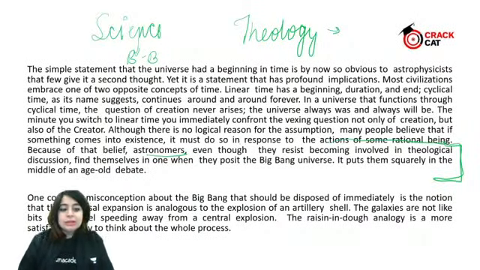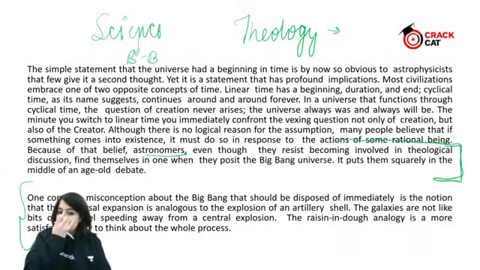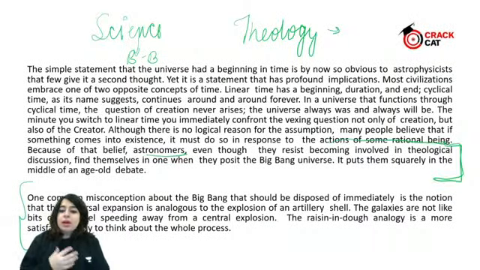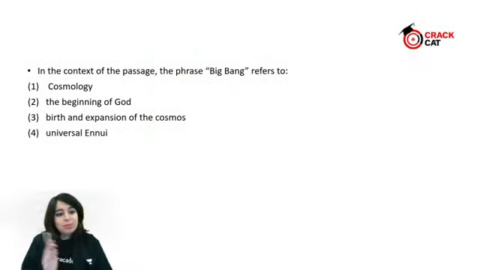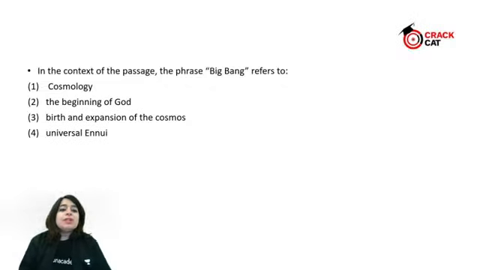So, in the last paragraph, they have mentioned that one common misconception that has been disposed of immediately is a notion that it is analogous to some artillery shell, and the galaxies are not like this. And the raisin and dough analogy is more like a satisfactory way to think of the process. I'm not telling you what we mean by that. First, let's try to look at the questions.